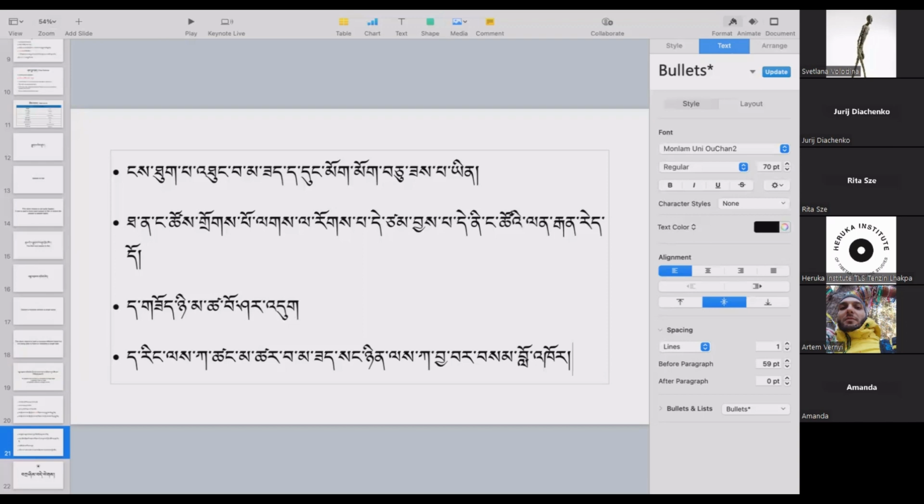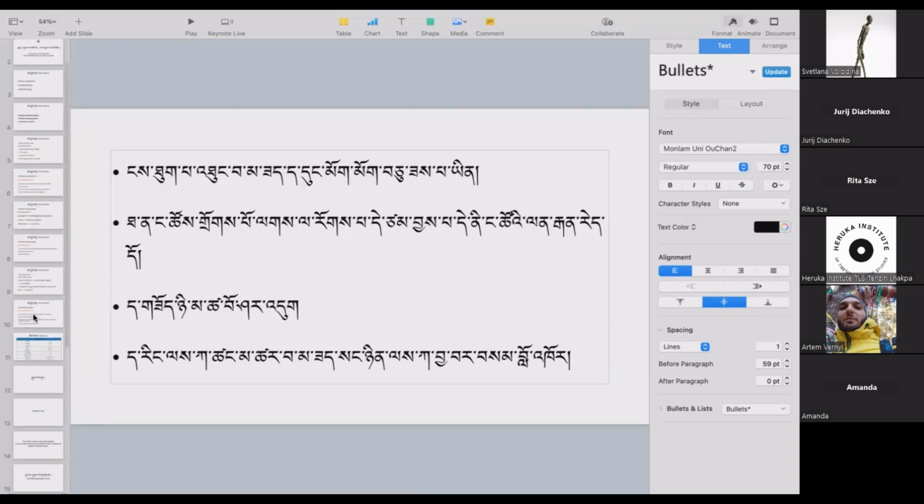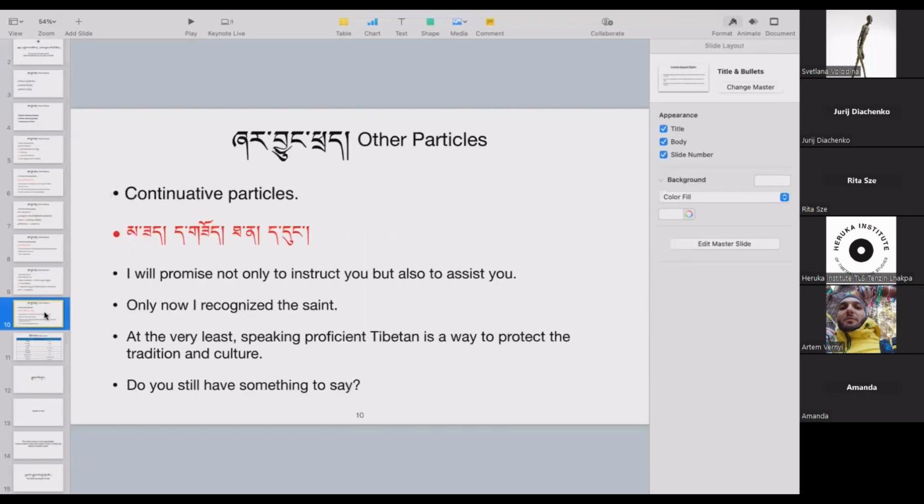Not only did he or she finish today's work, but they are also thinking about tomorrow's work. So also in this case. So these are the particles, the continuative particles.